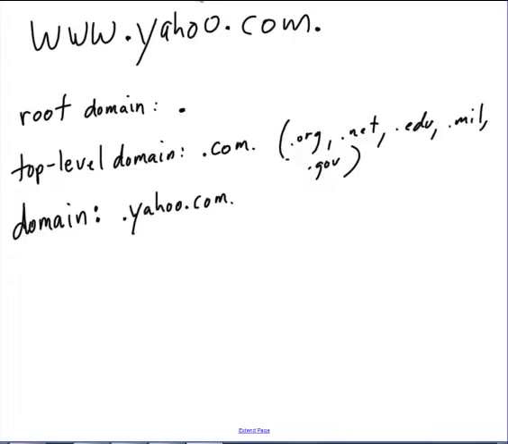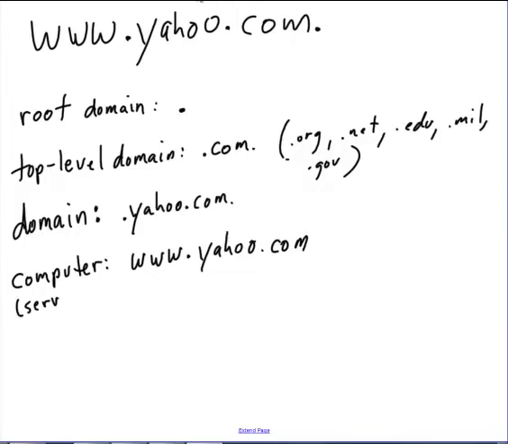And finally, in this case, we have the computer part. And in this case, the computer is www.yahoo.com. Now, sometimes these are called services because it may not represent a specific computer, but in the end, it is the actual device that we are trying to get to.